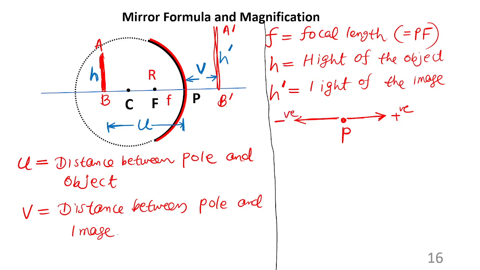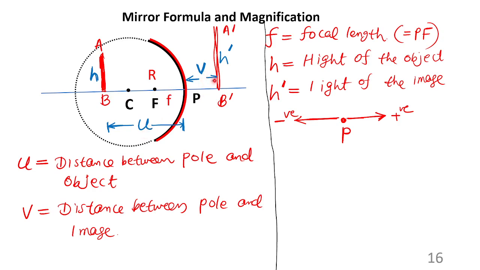All the horizontal distance which is lying in the left side of the pole is negative. You have already studied right side positive, left side negative. All the distances are measured from the pole, that is why. So if the diagram is like this, the U will be negative. U will always be negative, because we keep the object always in the left side. U is the horizontal distance towards the left side of the pole. Hence U is always negative.